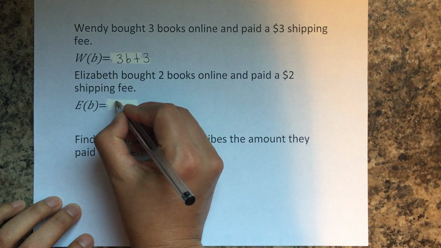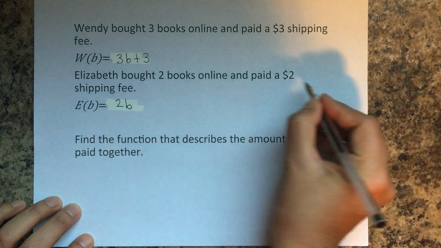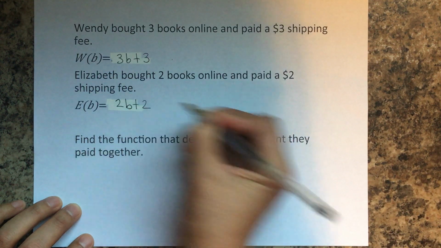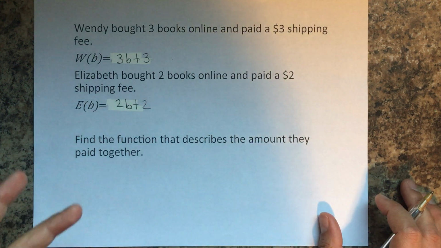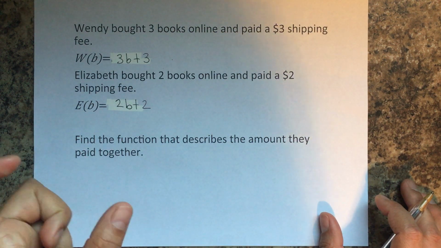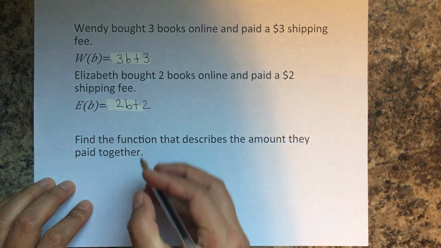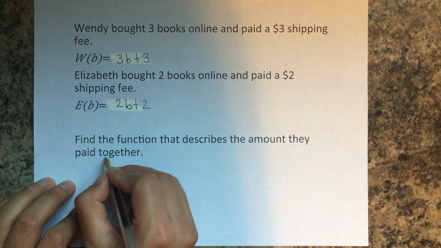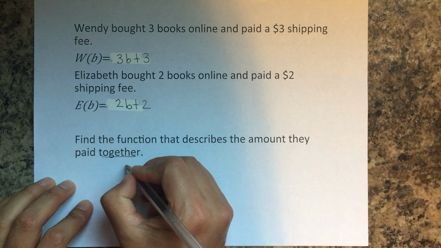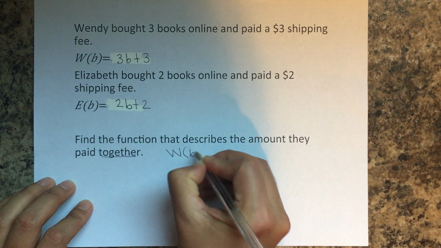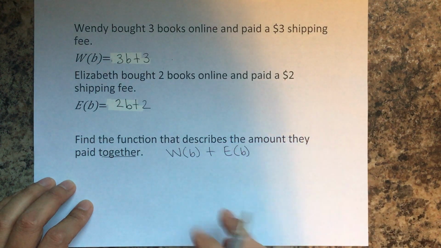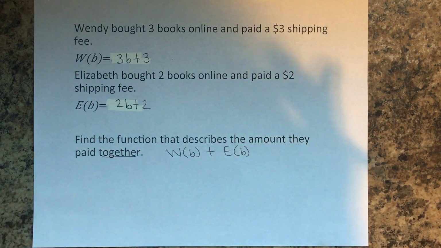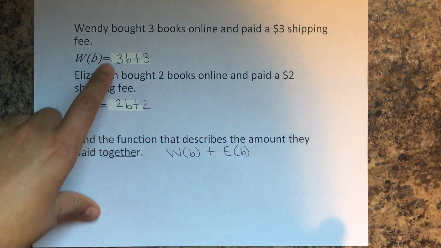Elizabeth bought 2 books and paid $2 shipping. Then it says find the function that describes the amount they paid together. So if they're just asking for the expression, how the function would look, together means plus. So it's going to be W of B plus E of B. It just means putting the prices of each one together.